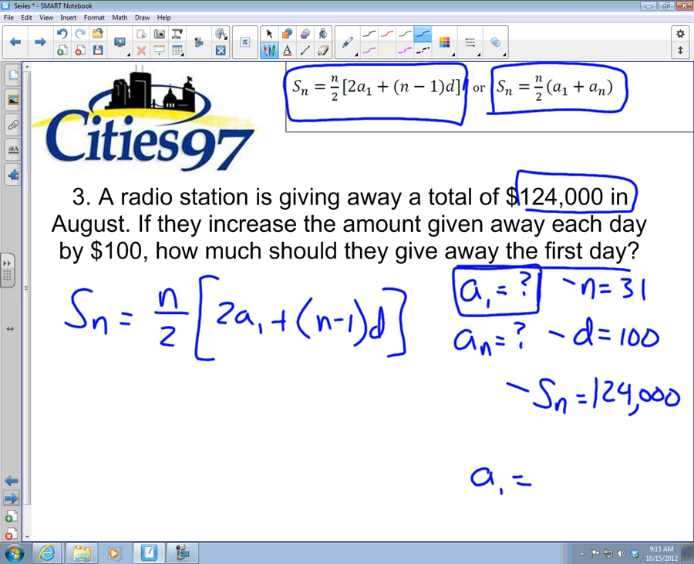a sub 1 equals, you can hit pause now and try it and check your answer when you're done, or you can just do this, 2,500. So you try it. You plug it in and see what you come up with.